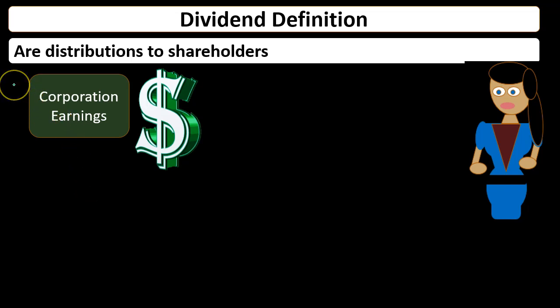Dividends are distributions to shareholders. So when you think about a dividend, you're typically thinking of a corporation, typically a C corporation as opposed to an S corporation or limited liability company. And oftentimes for most people, you're talking about dividends from investments in publicly traded companies. That would usually be the case.